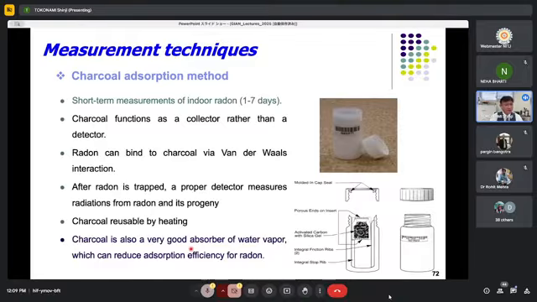I will explain the charcoal adsorption method. Short-term measurements of indoor radon, optimally 1 to 7 days. Charcoal functions as a collector rather than a detector. Radon can bind to charcoal via van der Waals interaction.